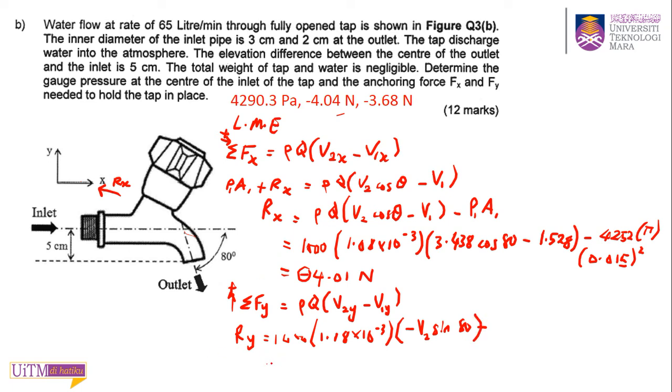So what's the value for Ry then? Did you get the same, minus 3.66? Negative 3.66 Newton. Again, this negative means the Ry should be acting downwards, not upwards. Okay, you can write this answer. You can leave it like this, or you can write 3.66 and acting downwards.